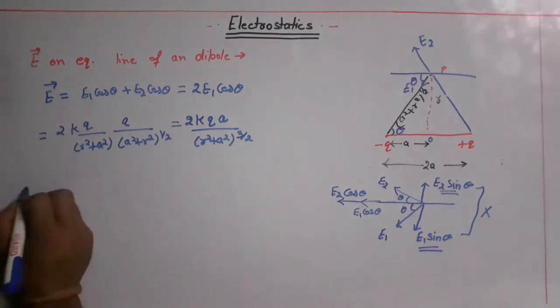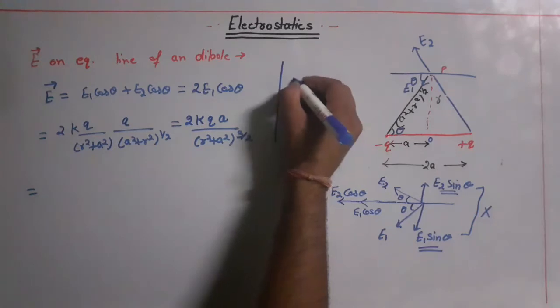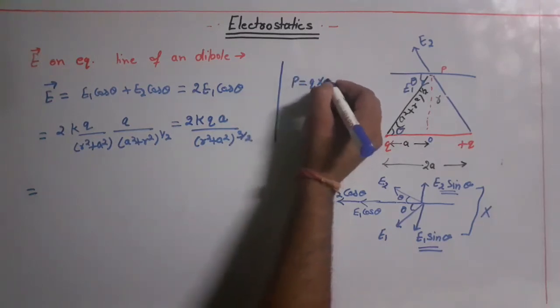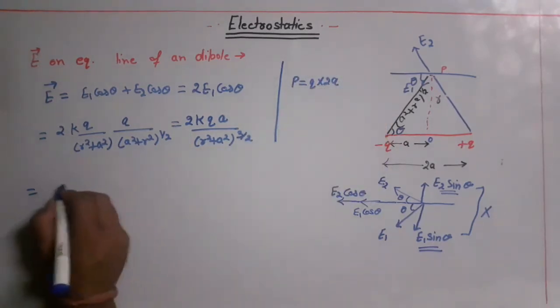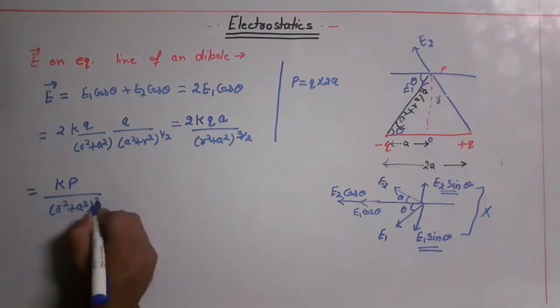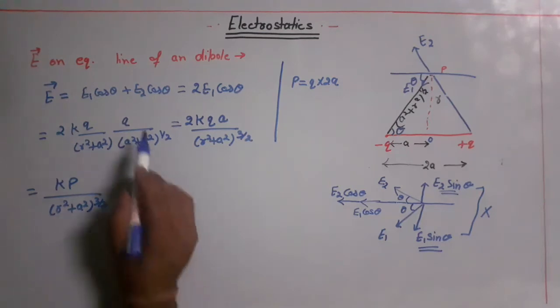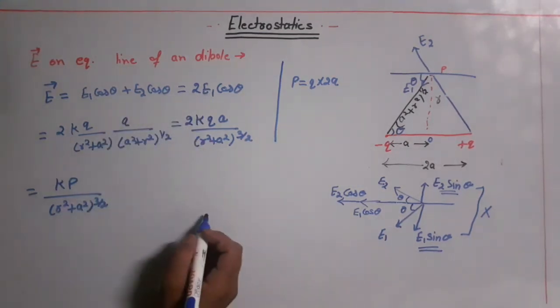Now we know from dipole moment, what is dipole moment? P is equal to q into 2a. Put the value of P, and we will get kp divided by r square plus a square raised to the power 3 by 2. So this is our electric field on the equatorial line of a dipole.